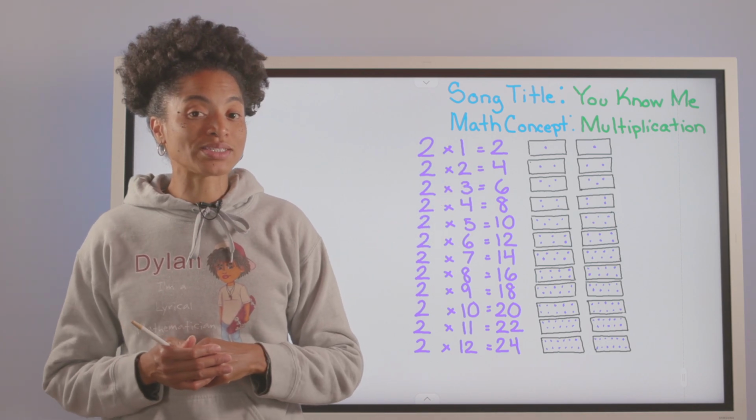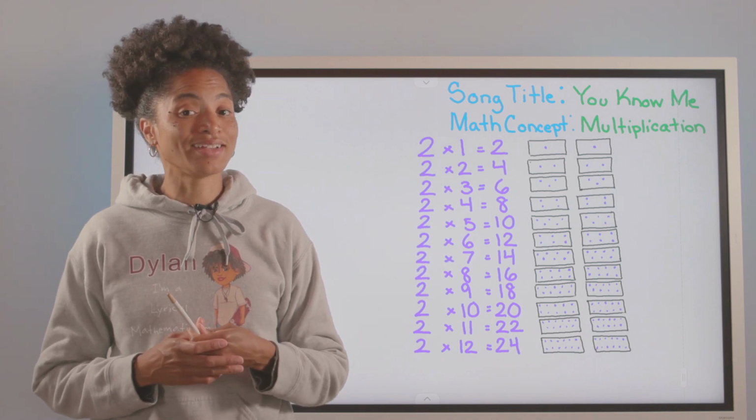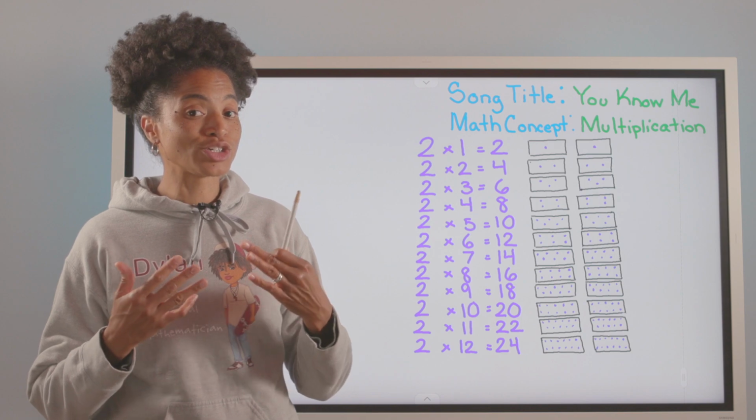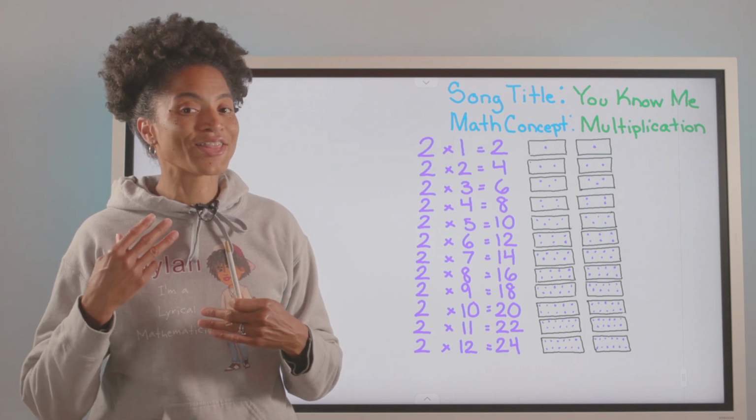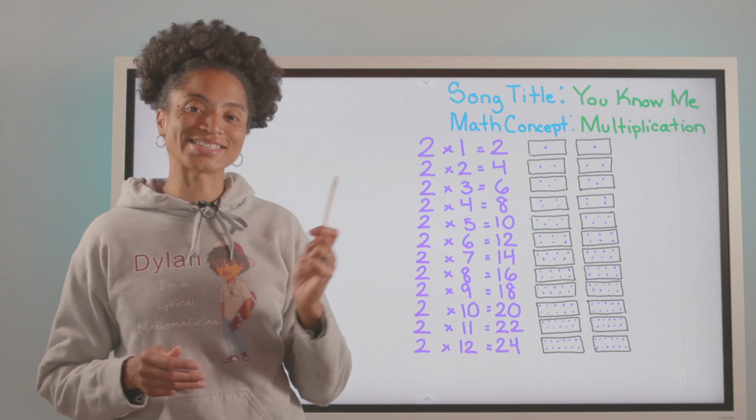What does it mean when we say 2 times 3? I want you to think about that. That is 2 groups of what? 3, which is going to give us a total of 6 items.